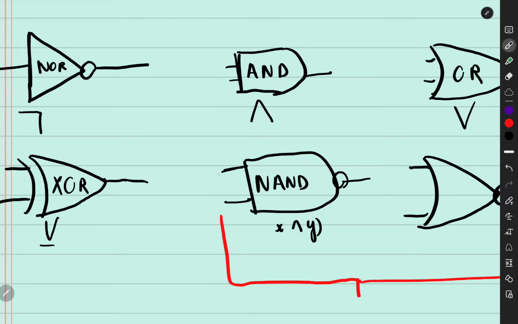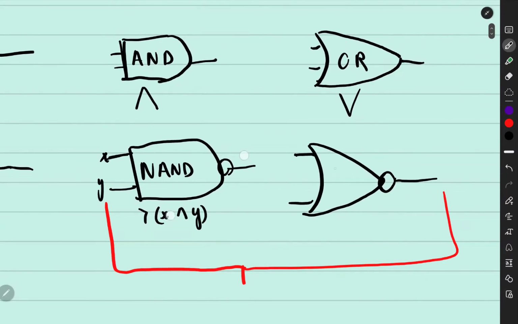So this is x and this is y. X and y, not x and y. And this, again, has the nipple, and it's the same as the OR gate, but with a nipple. It's a NOR gate, and the representation is the exact same. X or y, not x or y.